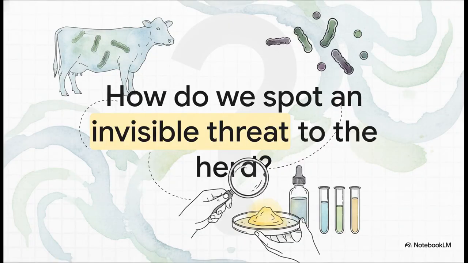So I want you to think about this. When the signs are subclinical, meaning the animal looks completely fine to the naked eye, how do we spot an invisible bacterial threat before it quietly spreads and destroys an entire herd? Well, the answer lies in some truly fascinating clinical and chemical tools.